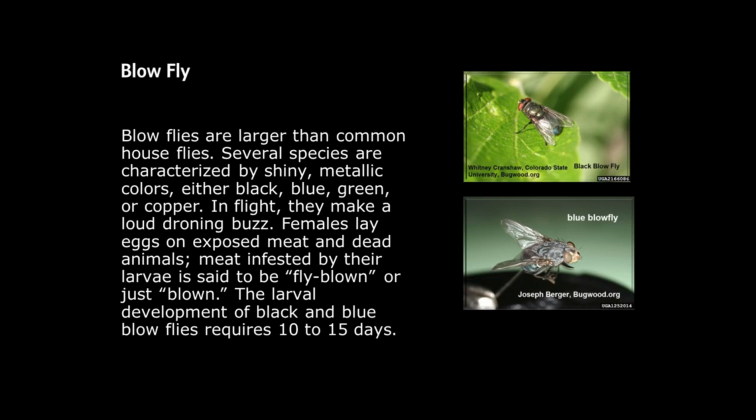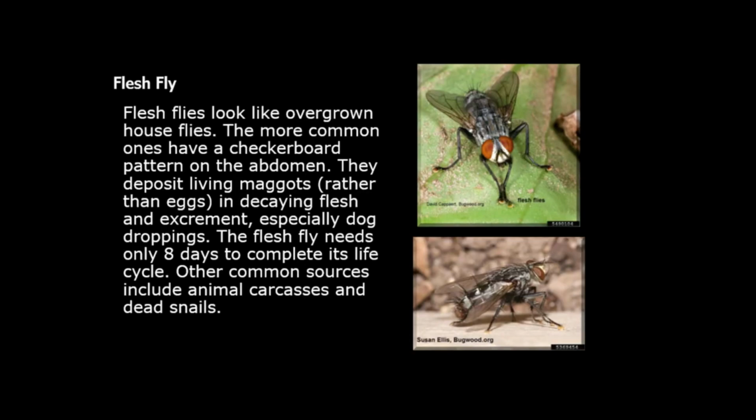The blowfly. Blowflies are larger than common houseflies. Several species are characterized by shiny, metallic colors, either black, blue, green, or copper. In flight, they make a loud, droning buzz. Females lay eggs on exposed meat and dead animals. Meat infested by their larvae is said to be fly-blown, or just blown. The larval development of black and blue blowflies requires 10 to 15 days.